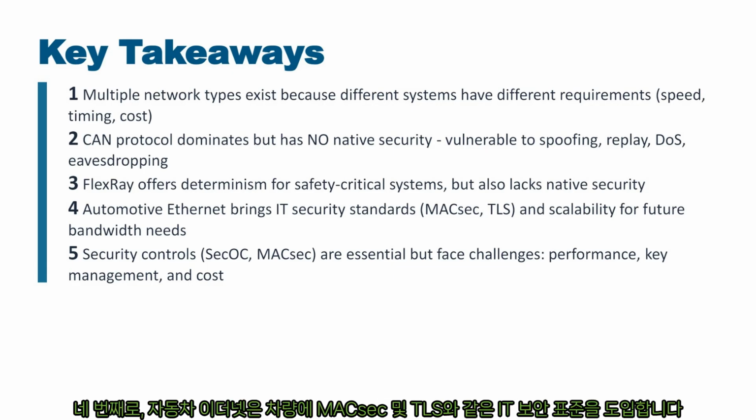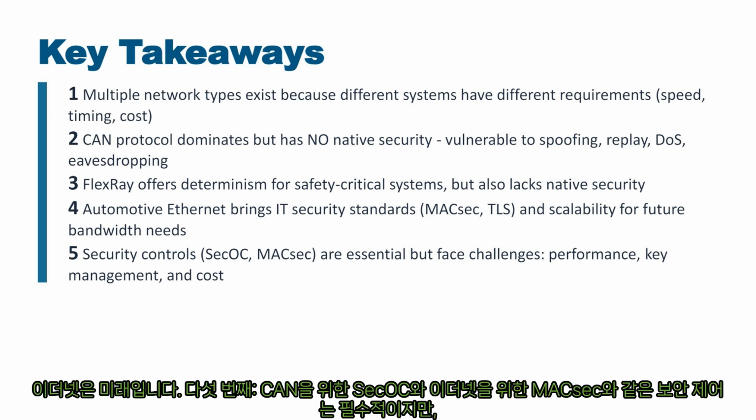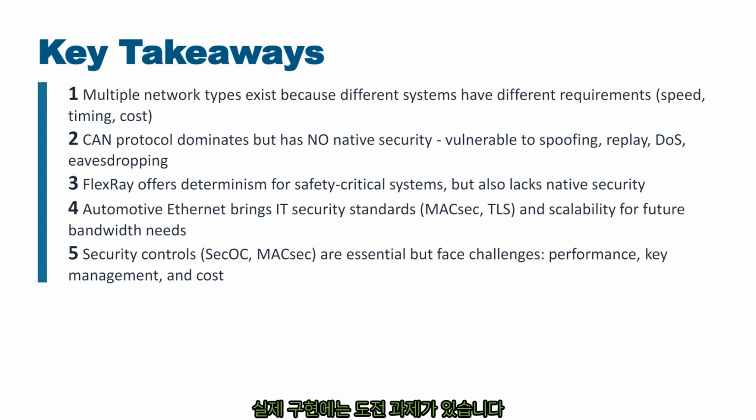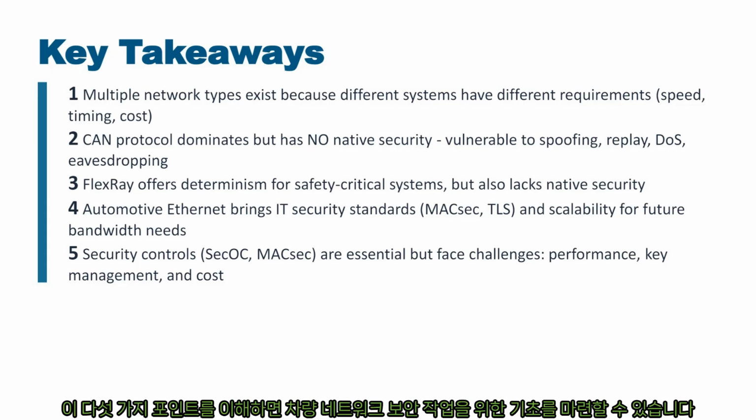Number 4. Automotive Ethernet brings IT security standards like MACsec and TLS to vehicles. It also provides the scalability we need for future bandwidth requirements. Ethernet is the future. Number 5. Security controls like SecOC for CAN and MACsec for Ethernet are essential, but they face real implementation challenges. Performance overhead, key management complexity, and cost constraints are all significant hurdles. Understanding these 5 points gives you the foundation you need to work on vehicle network security.